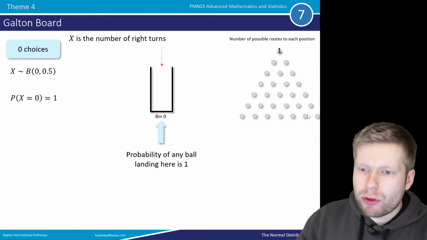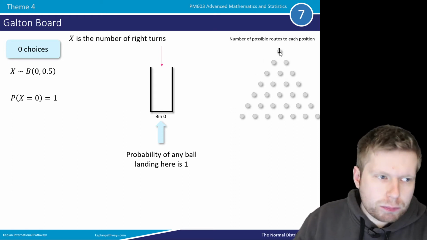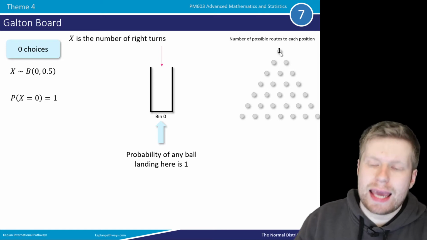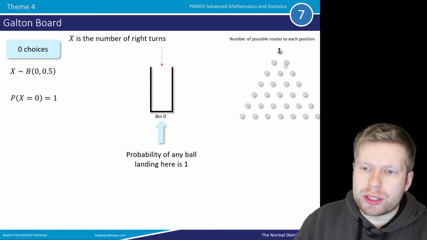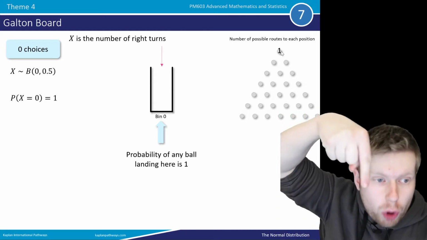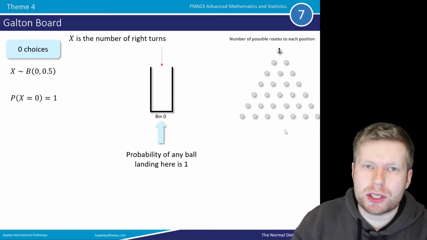So you can see over here on the right hand side, what I'm going to do is say, well, okay, look at the simplest case. The probability of a ball ending here is going to be 1. Okay, so basically there's only one route that you can take to get to this particular peg. It literally just drops out of that funnel and lands at that particular peg. So I'm going to keep track of the number of routes to each position.